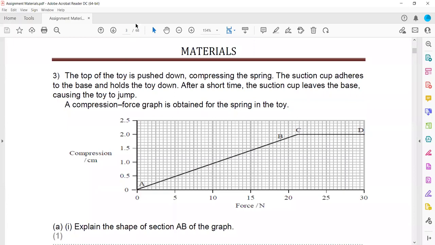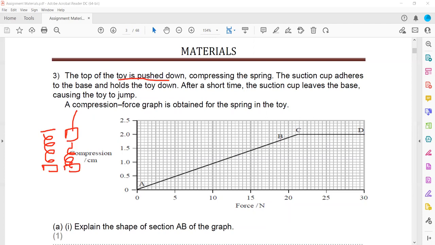In question 3, the top of a toy is pushed down, compressing the spring, and the suction cup adheres to the base and holds the toy down. So basically there is a spring which is compressed. Compressed means we apply a force to reduce the size, like compressive stress is applied, and a toy is attached here, and the cup will hold this. Once we release the cup, the toy will move upward.